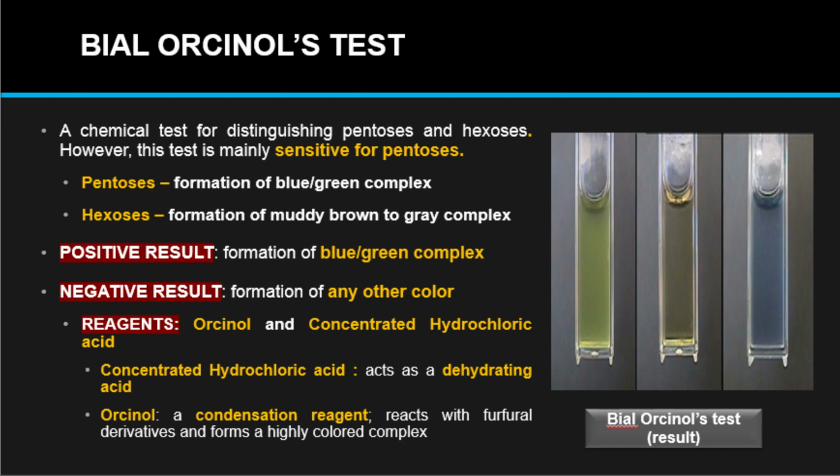A positive result is indicated by the formation of a blue-green complex. For a negative result, we have the formation of any other color. As you can see in the picture on the screen, the blue-green complex is positive, and the other colors are not considered positive. The reagent is composed of orcinol and concentrated hydrochloric acid. Again, hydrochloric acid acts as a dehydrating acid. It forms a furfural derivative, hence addition of a condensation reagent, which in this case is the orcinol. It reacts with it and forms a highly colored product.